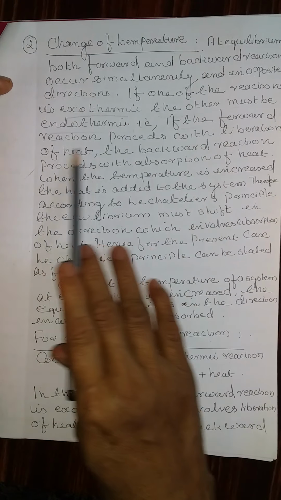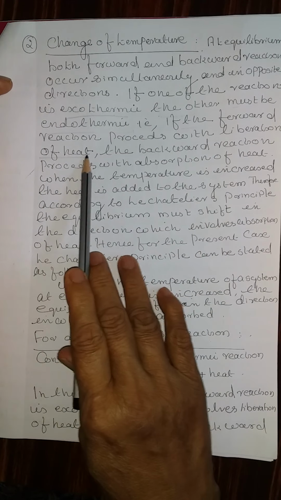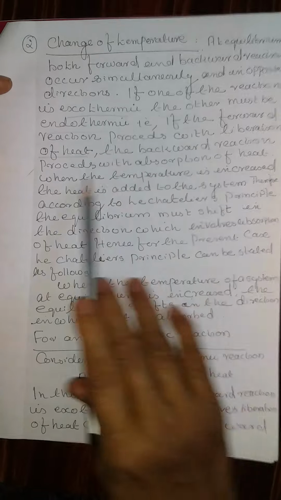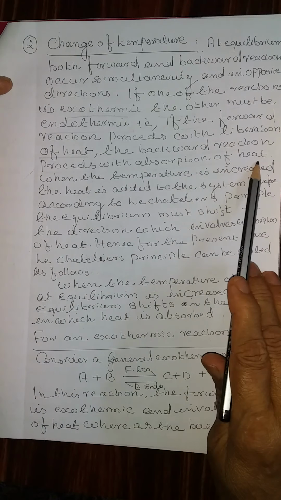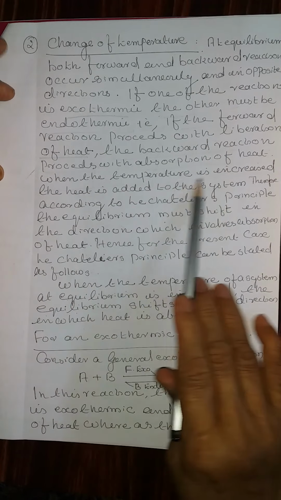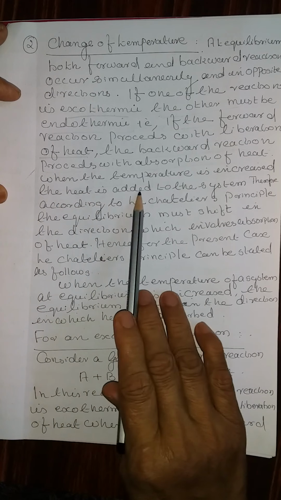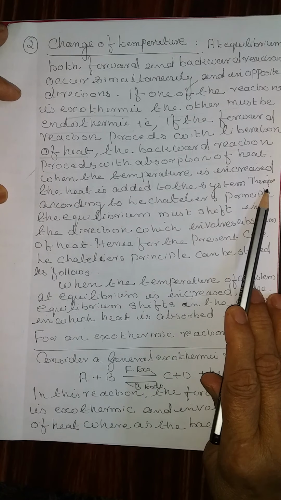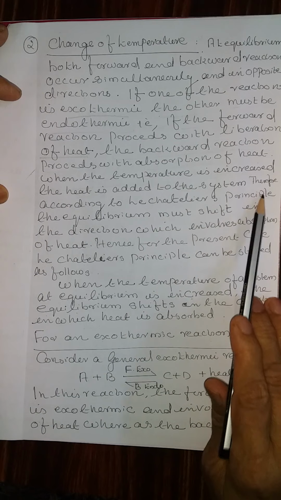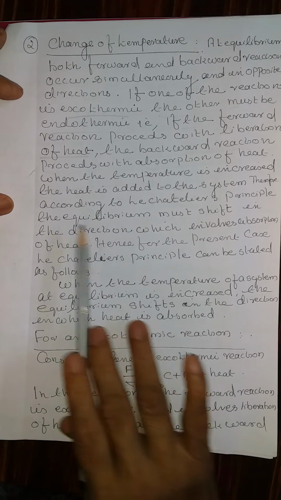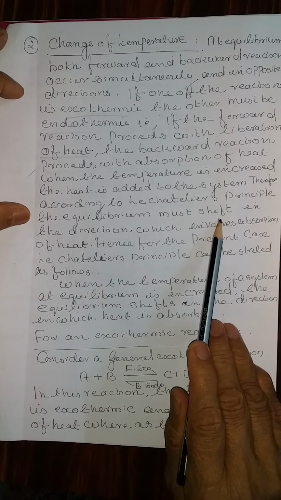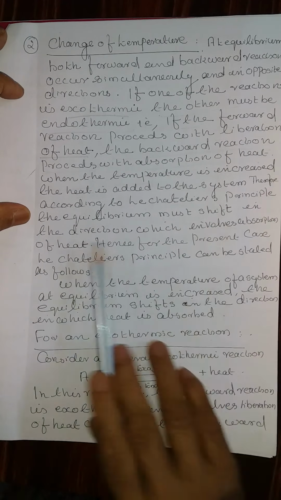If the forward reaction proceeds with the liberation of heat and the backward reaction proceeds with the absorption of heat, when the temperature is increased, heat is added to the system. Therefore, according to Le Chatelier's principle, the equilibrium must shift in the direction which involves the absorption of heat. Because when we are supplying heat, it should be prepared to accept the heat that we supplied.